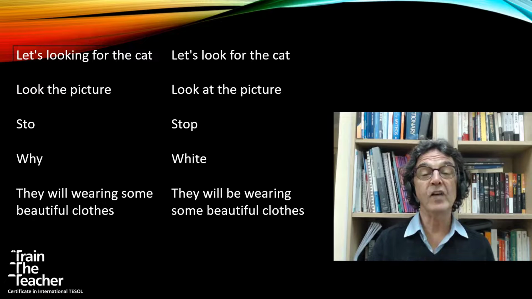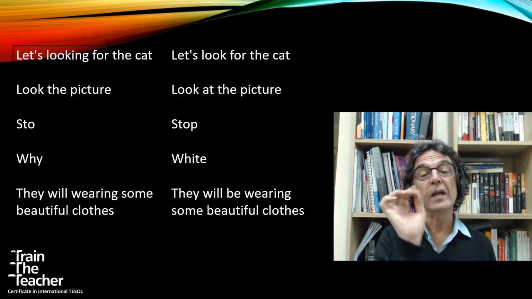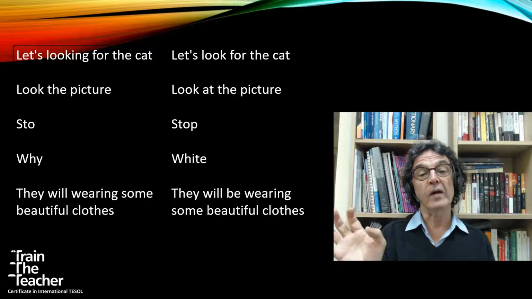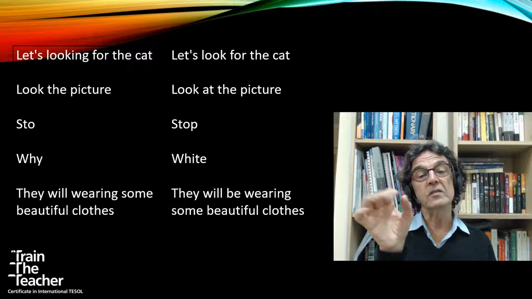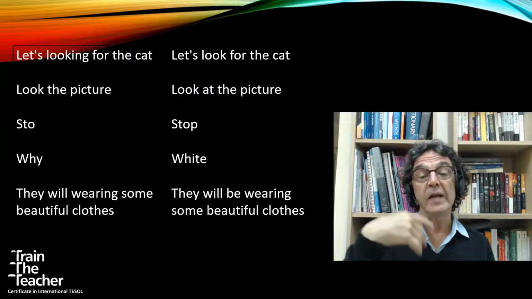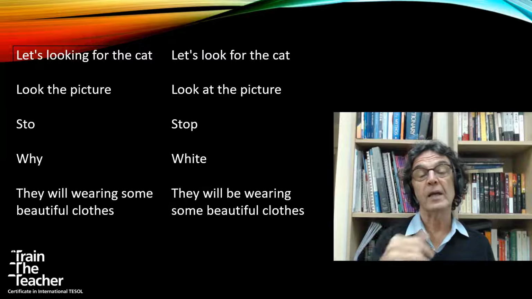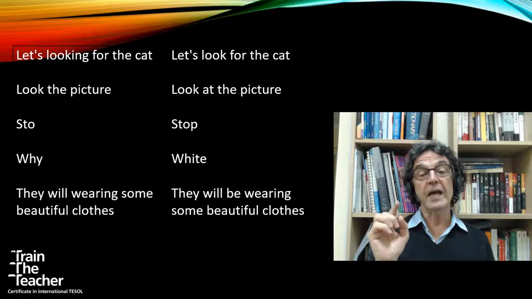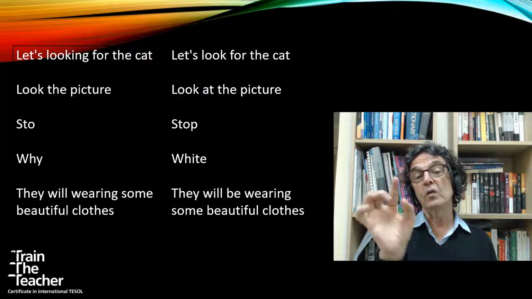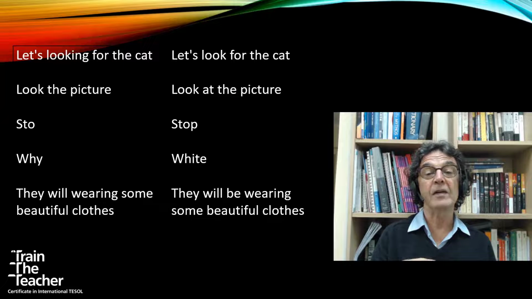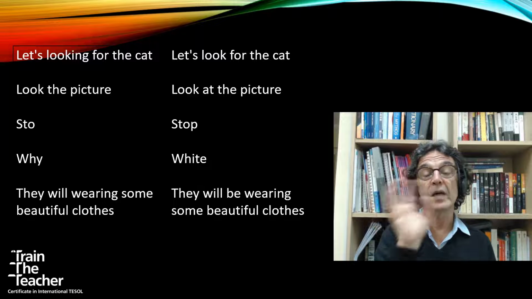A few more interesting examples here. So we've got "let's looking for the cat" versus "let's look for the cat." So let's look for the cat is the correct form. So let us is always followed by the base form of the verb. So let's go, let's eat, let's start, always followed by the base form. It's understandable that the person doing this is thinking it's quite active, like we are looking for the cat. And that's absolutely correct. We are looking for the cat.